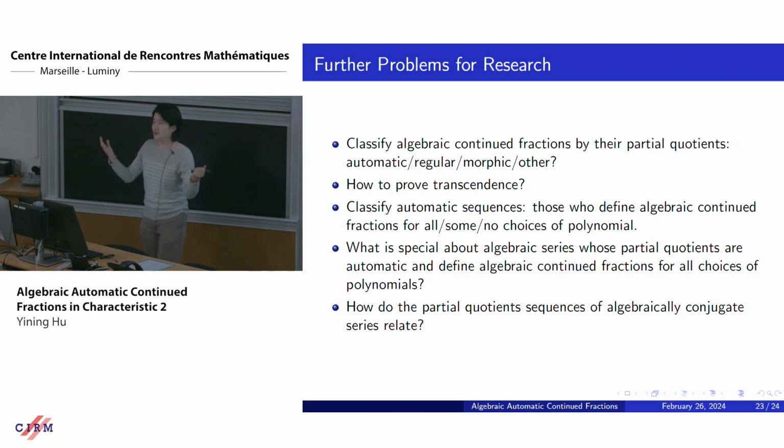For example, if I have an algebraic series, and I know that its partial quotients are automatic, if I consider its algebraic conjugate, will the partial quotients also be automatic or not? From what I've seen in my experience, it's not always the case. We do not always have automaticity for the conjugates.